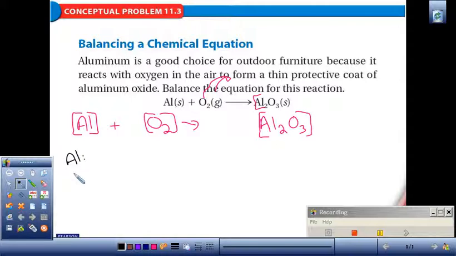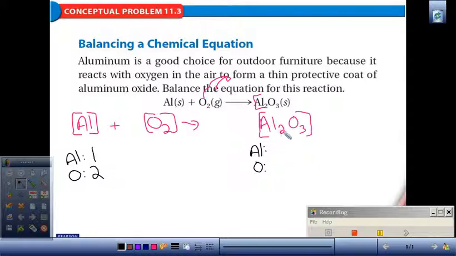Now I want to balance it. To balance it, I'm just going to rewrite this. Each element that I have, I'm going to do it on the left side, I'm going to do it on the right side. I'm going to do the same order. That's just going to allow me to compare easily. So I see I have 1 aluminum, and I have 2 oxygens. And over here I have 2 aluminums and 3 oxygens. Well, clearly that's not balanced. What I start with is not equal to what I end with. So I need to change it to balance it.